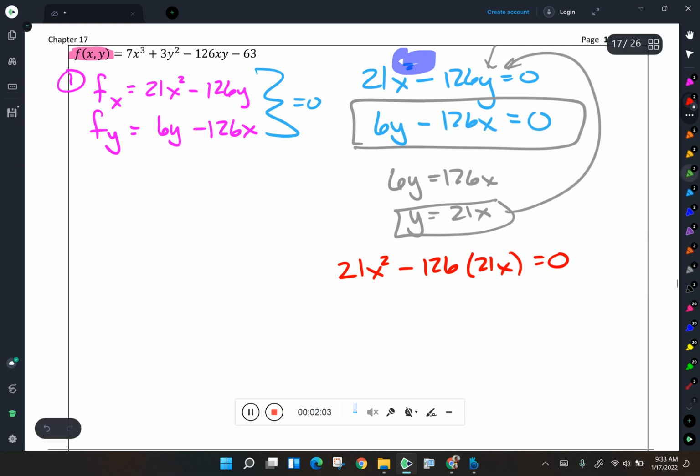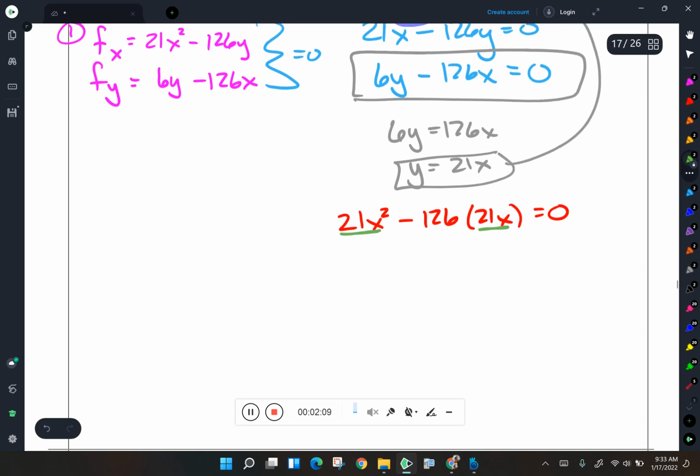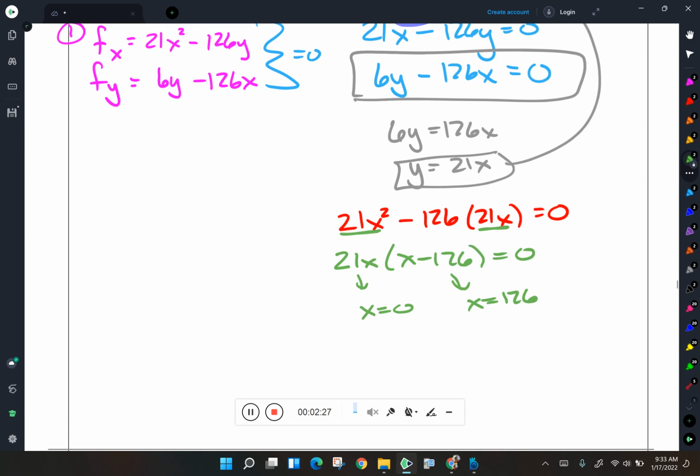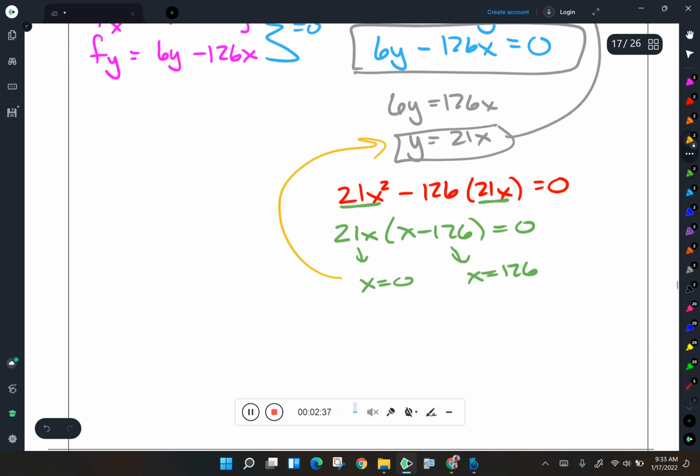And I'm going to factor that. You'll notice that I didn't multiply this out because I saw something that's going to make factoring easier. So I've got 21x times x minus 126 equals 0. So x could be 0 or x could be 126. It looks like we've got two candidate points here. If x is equal to 0, what's y? I'm going to go back and do a substitution. If x is 0, y is 21 times 0, so y is also 0.